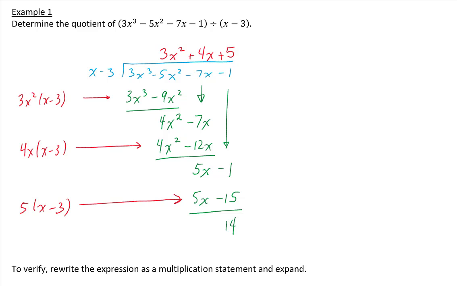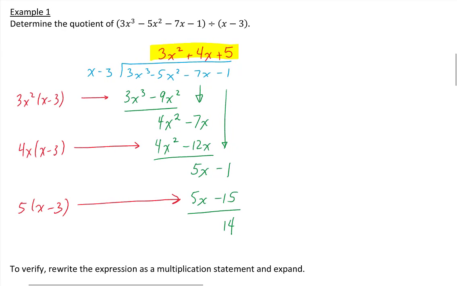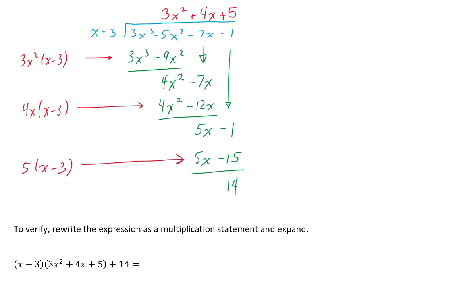So this is the division of 3x cubed minus 5x squared minus 7x minus 1 divided by x minus 3. The quotient, of course, is 3x squared plus 4x plus 5. That's what the question asked for. And one more time, if we were to rewrite this as a multiplication statement, remember it would be the x minus 3 times the 3x squared plus 4x plus 5 plus the remainder should give me 3x cubed minus 5x squared minus 7x minus 1.